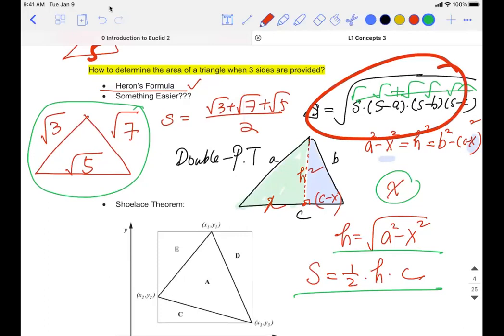So that being said, I strongly recommend you guys remember the double Pythagorean theorem, because from time to time, whenever you see some weird numbers, using the double Pythagorean theorem will be much more straightforward compared with using Heron's formula. So far, so good. Just want to give you guys a quick heads up.